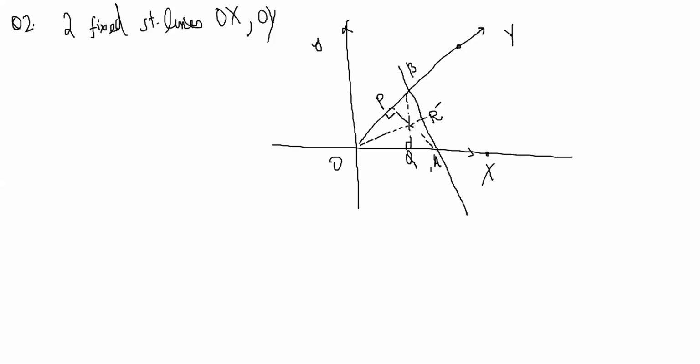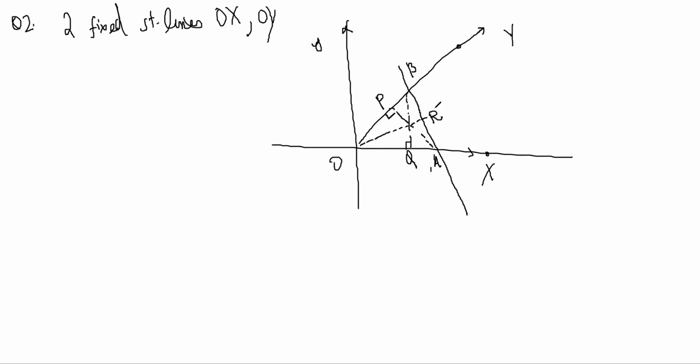PQ, BA passes through a fixed point. Yeah, like AB. Then even PQ will pass through a fixed point. So basically, he's saying that even if you change it, BA will always pass through one particular point.